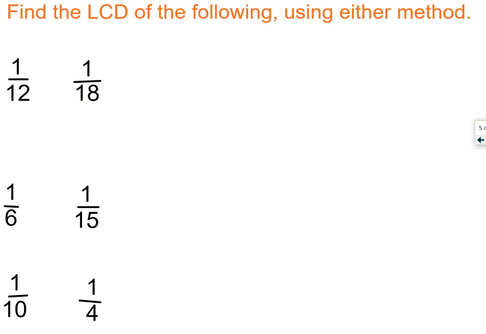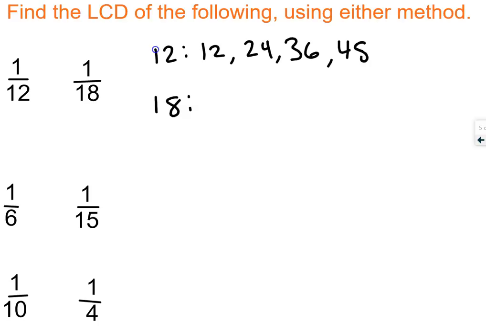Find the least common denominator using either method. So 12 and 18, let's use the previous method where you just multiply. So we're going to take the number 12 and the number 18 and just keep going up until we find something in common. 12 times 1 is 12, 12 times 2 is 24. I'm just going to go a couple digits until I think I've found something.